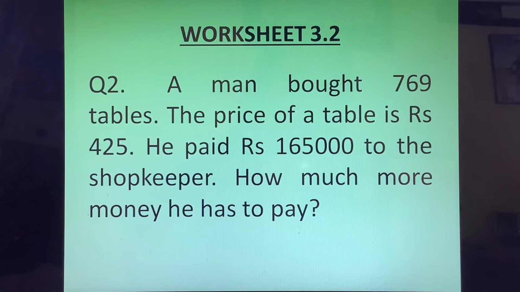But here they have also given the amount he has paid. So whatever answer you have got for the total bill amount, that is going to be a bigger number than what he has paid. So you will subtract and then find the answer. Whatever you get after subtraction is going to be the money that he has to pay.